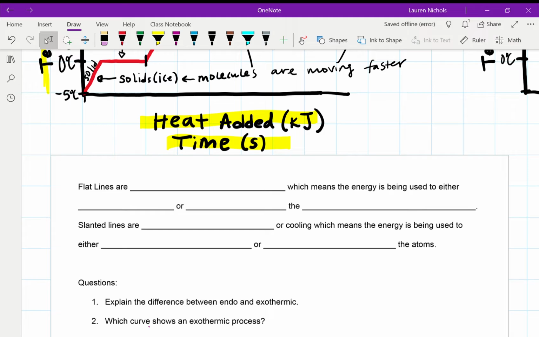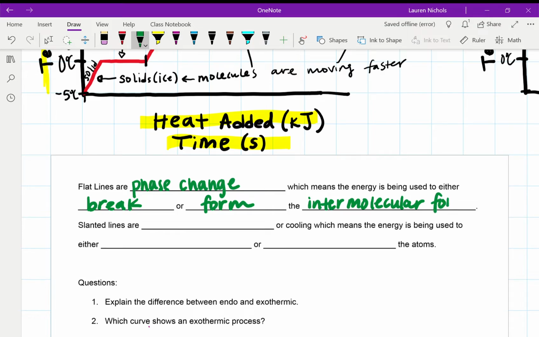is that the flat lines or the plateaus on the graph are phase changes. So these are phase changes. And remember, a phase change is going from solid to liquid, liquid to gas. And that means that the energy is being used to either speed up, not speed up, that's a different blank. They're being used to either break or form the intermolecular forces, which are often abbreviated as IMFs.